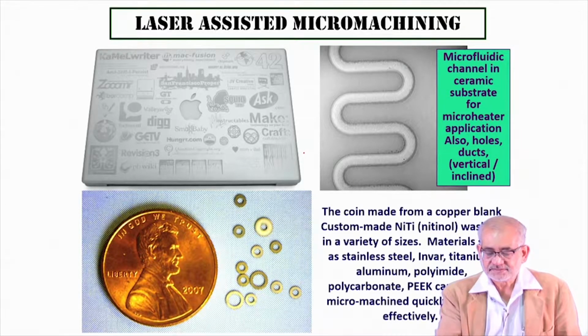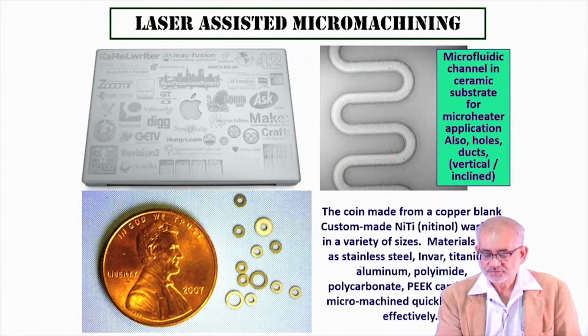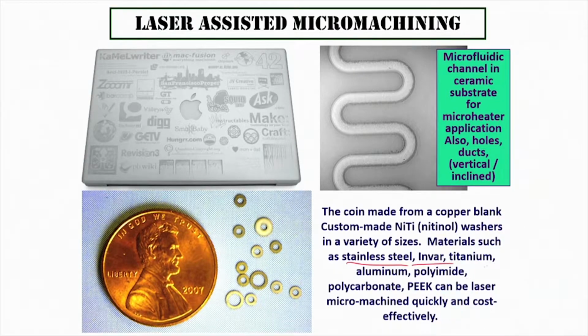Similarly, we can make such cooling channels, microfluidic cooling channels, either on a semiconductor device or on metallic heat exchanger devices. And this could be stainless steel or nickel-based Invar alloys, titanium, aluminum, polymers like polyamide, polycarbonate, and other forms of commercial plastics and polymers.